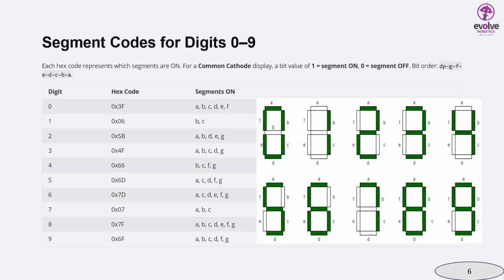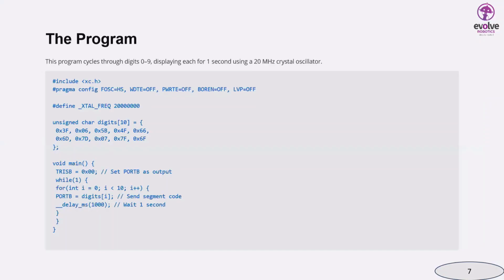Now, let's look at how to do the programming for displaying the numbers from 0 to 9 on the 7-segment display with a 1 second delay. So let's start. First, as you know, you have to create a project, then the source file, then set the configuration bits. After that, you have to give the frequency of the oscillator, that is, the frequency of the microcontroller that you are using.